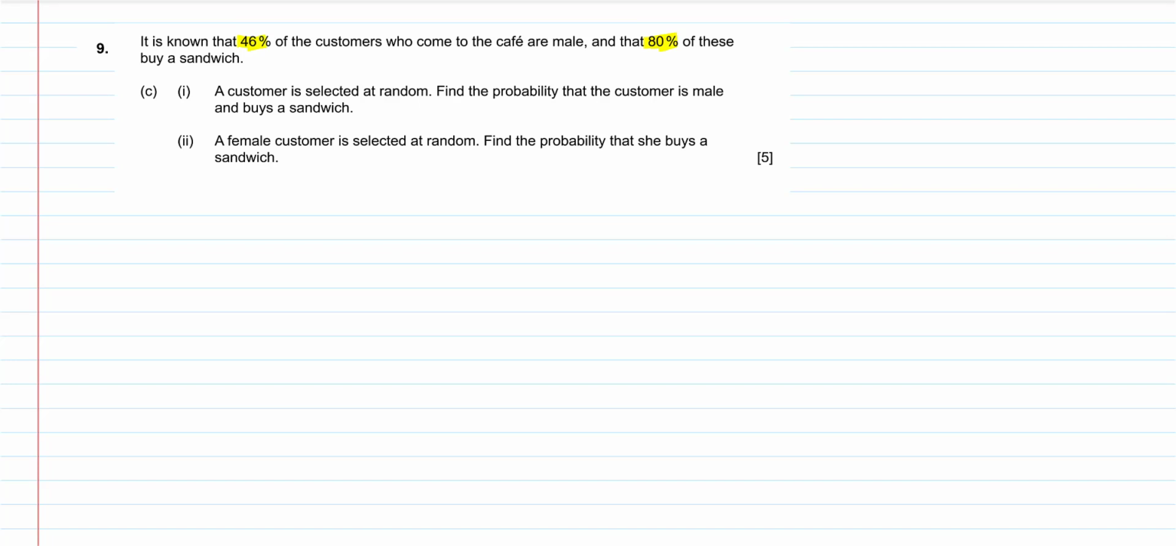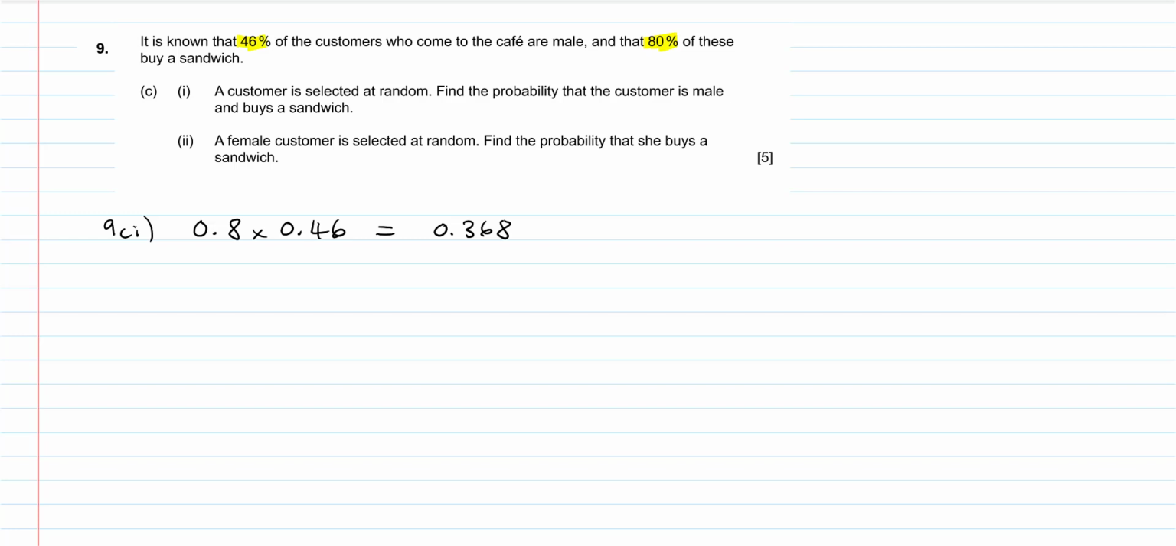So all we need to do then is work out 0.8, so 80% of that 46%, so 0.8 times 0.46, and that is equal to 0.368.